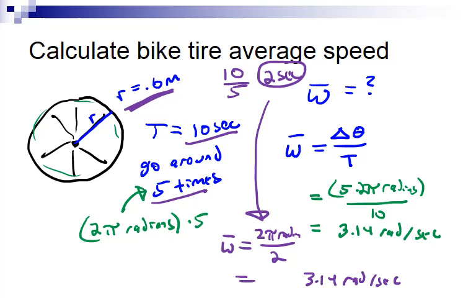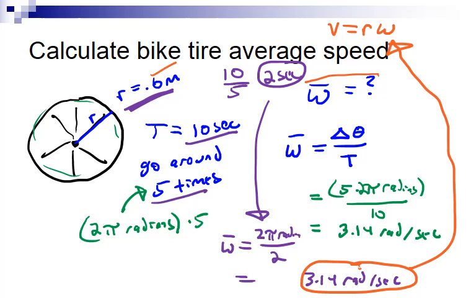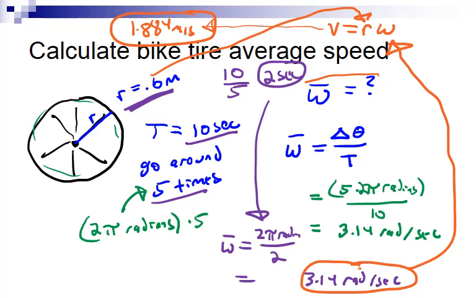If that's the average speed, we can do that, and so we know v equals r omega. So if we know the average angular speed, which is this, and we know the radius of the tire, which is 0.6, we can get the average linear speed. So how many meters does it cover? So 0.6 times 3.14 is 1.884 meters per second. So what that means is, on average, it's covering over the ground, flat over the ground, 1.884 meters as it goes.